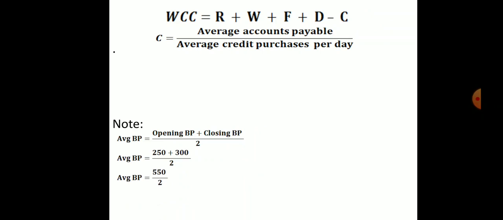Here trade creditors they have given opening balance 250 and closing 300. 250 plus 300 is 550 divided by 2. So it's 275. So average accounts payable or bills payable is 275 lakhs. Next, average credit purchases per day. Here the formula is credit purchases divided by 360.